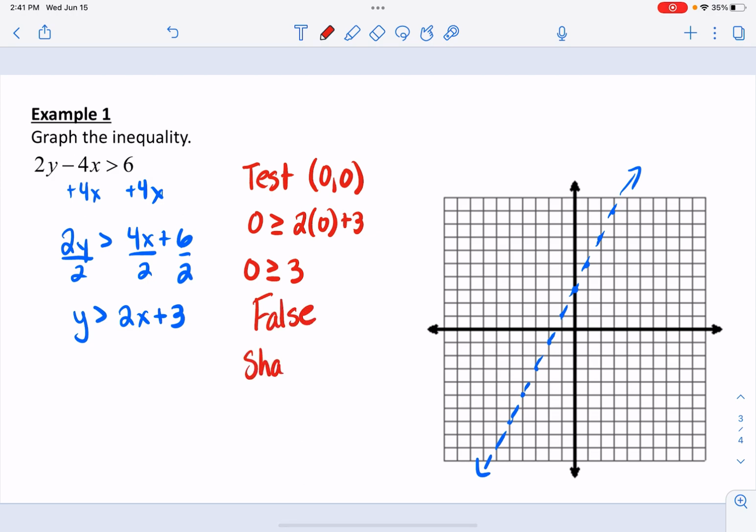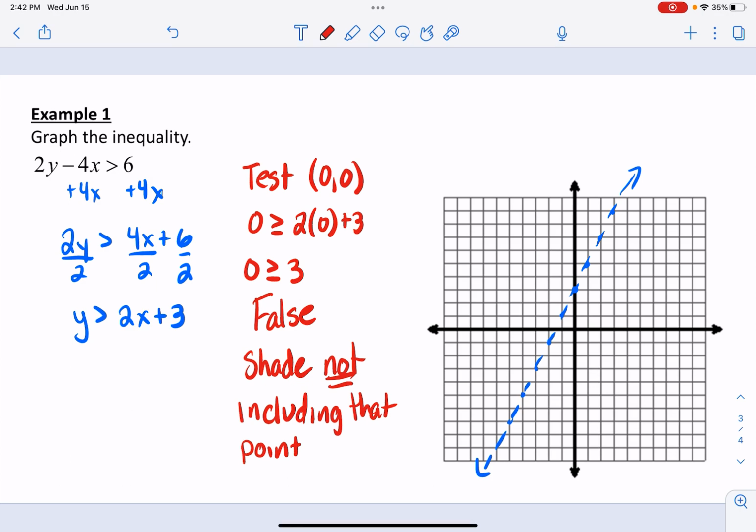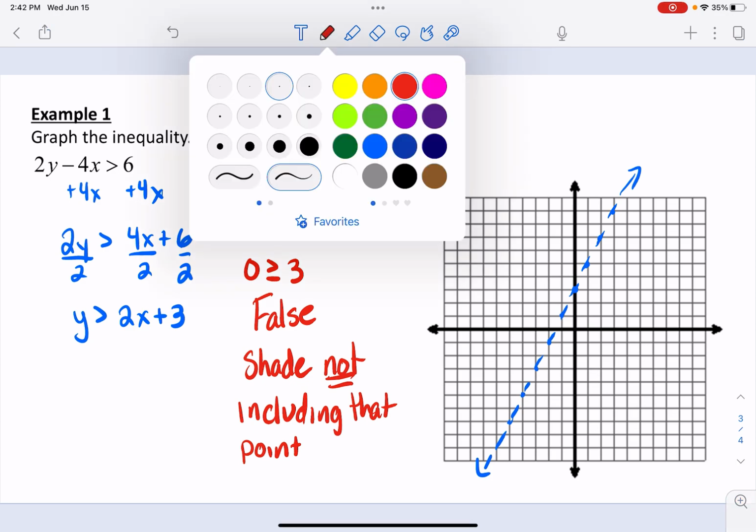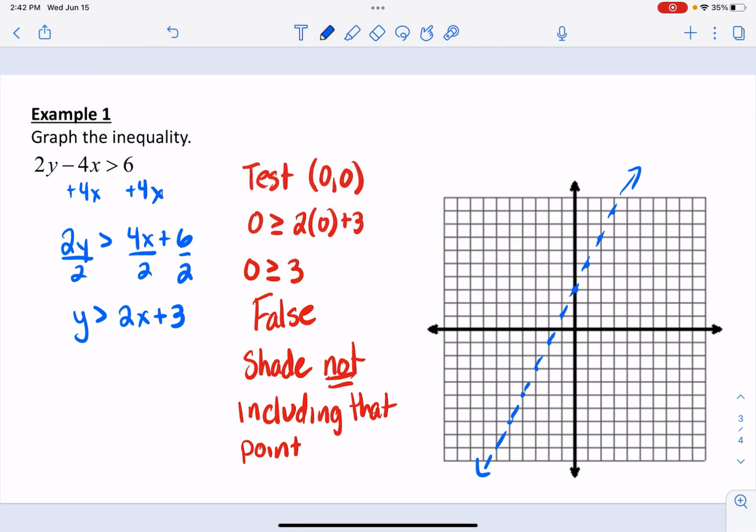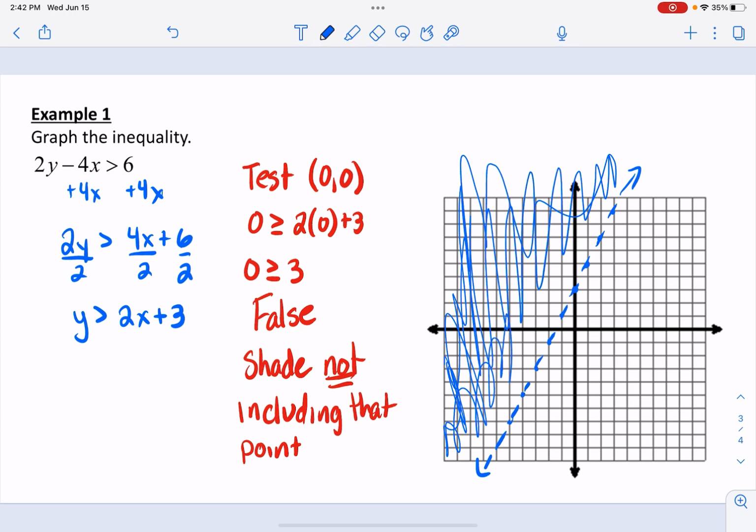So I shade not including that point. So what I'm going to shade, and I'll shade in the same color that my line is, is everything up here. And it goes off my grid because it's all of these points. All of these points that I'm shading are telling me that that's what the answer is.